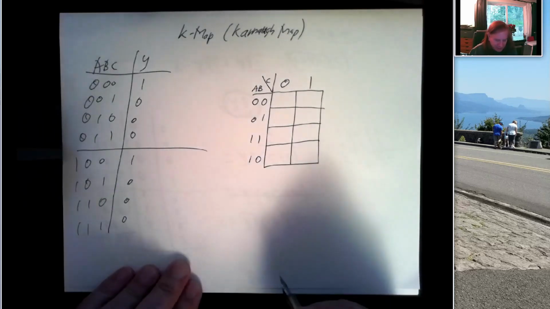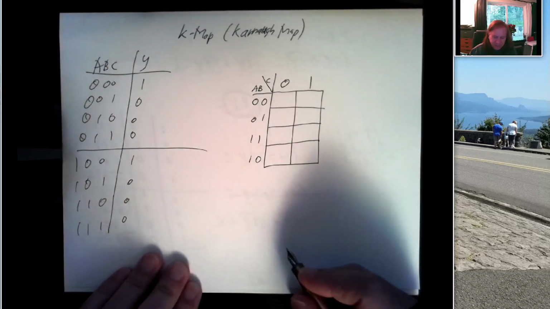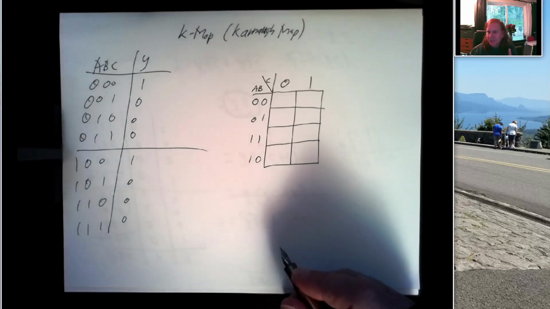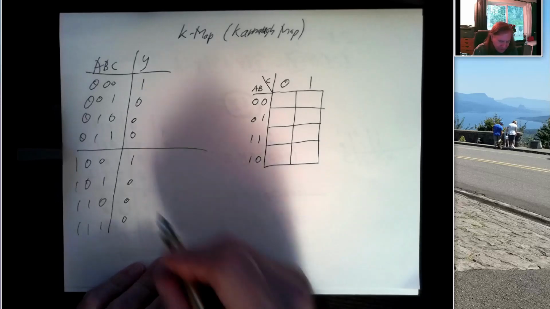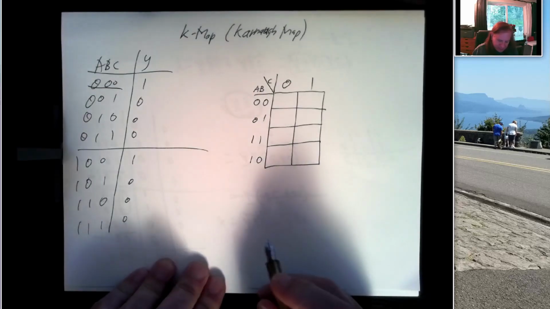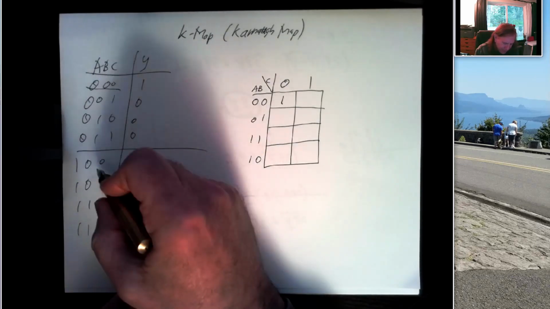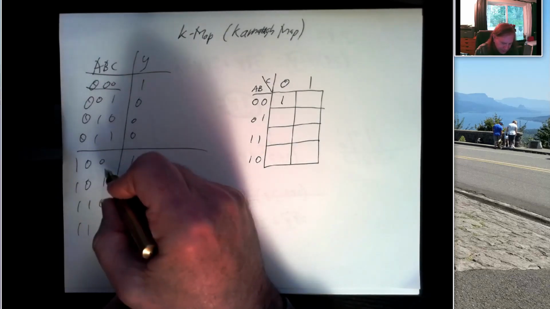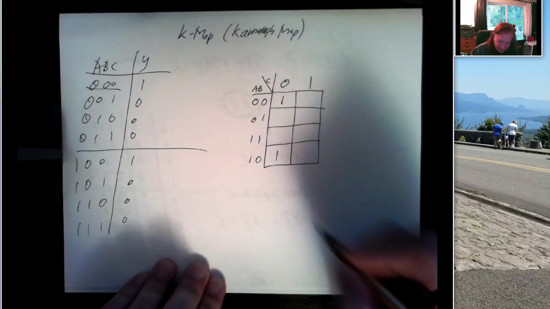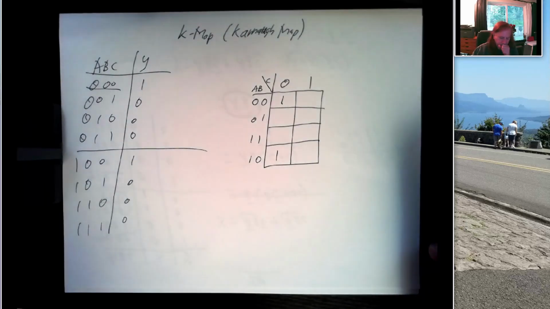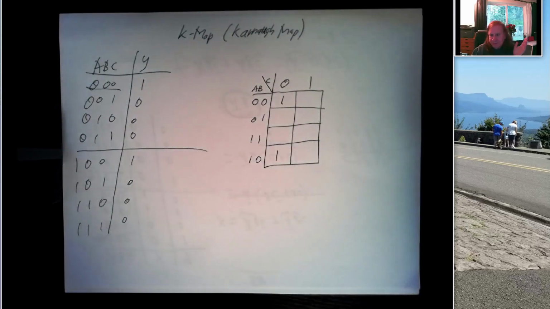Alright, now we fill in our truth table values, and we generally only fill in the ones. So I should have a 1 where A, B, and C are all 0, that's right here. And I should have a 1 where A and B are 1 and 0, and C is a 0. That's right here. Alright, so we fill in the ones.